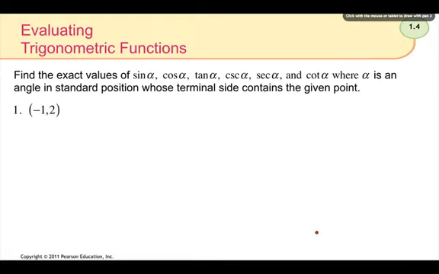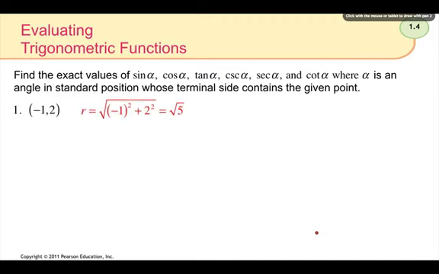It says find the exact values of sine, cosine, tangent, cosecant, secant, cotangent, where alpha is an angle in standard position whose terminal side contains the given point. If you want, you can graph this point on the coordinate plane. I'm just not going to do that. I'm just going to be using the definitions that you saw on the previous slide.